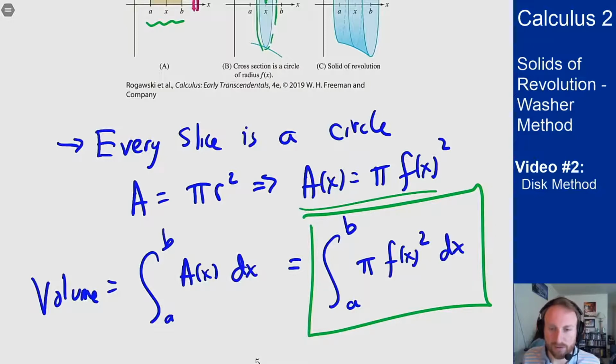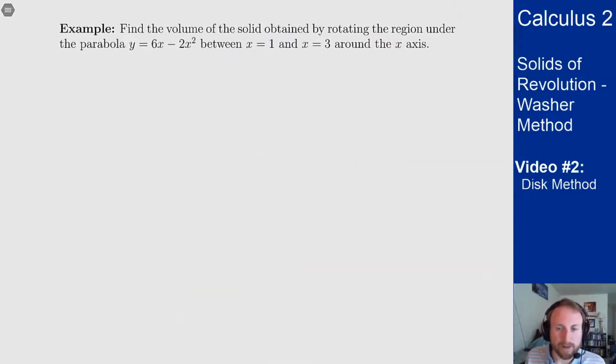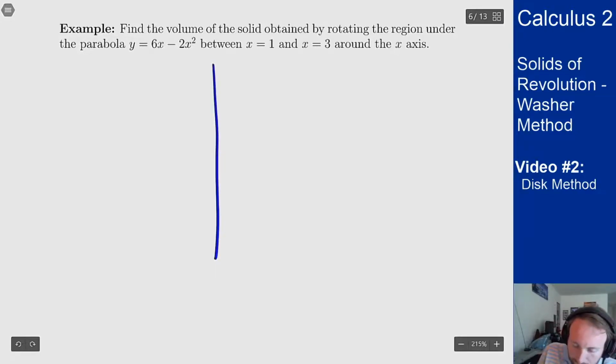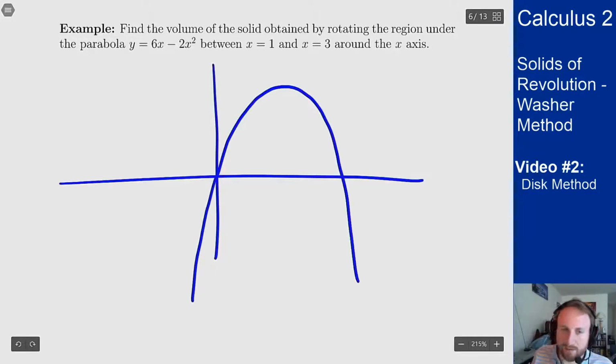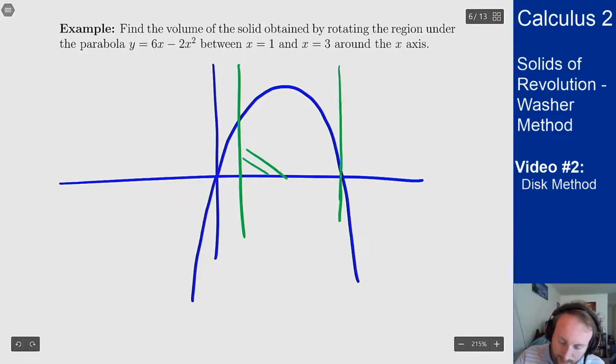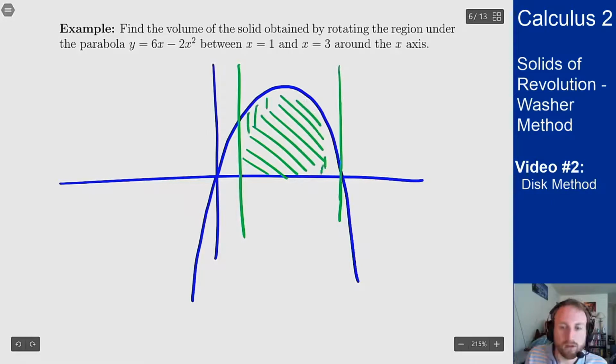Well, let's see an example of what this looks like in an actual problem. Find the volume of the solid obtained by rotating the region under the parabola y equals 6x minus 2x squared between x equals 1 and x equals 3 around the x-axis. So this parabola will be 0 at 0 and 3. Let's draw a picture. It looks something like this, and I care about going between 1 and 3.